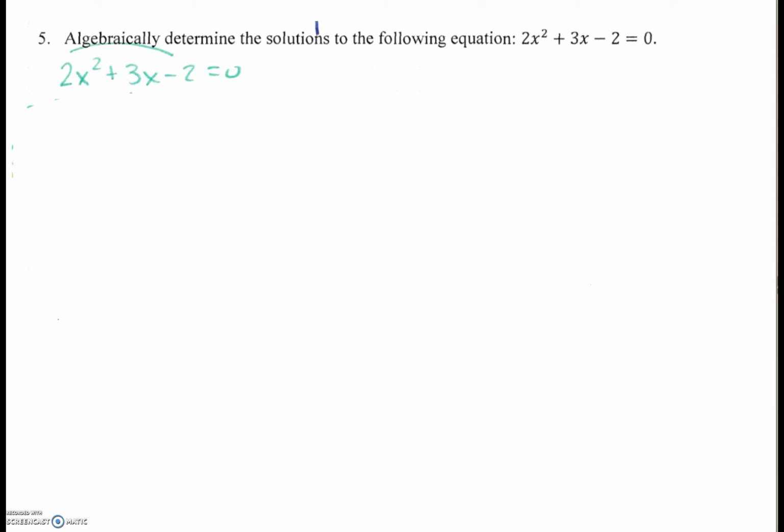So for question number 5, we have 2x squared plus 3x minus 2 equals 0. From here, we should see that our leading coefficient is greater than 1, so it is not a 1 a.m. problem, but rather a grouping problem. So we're going to take the 2 and the negative 2 and multiply them together to get negative 4. We want two numbers that multiply to negative 4, but add up to a positive 3. So we should be thinking positive 4 and negative 1.